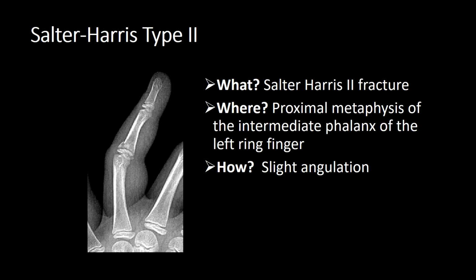So what is it? It's a Salter-Harris 2 fracture, where it's the proximal metaphysis of the intermediate phalanx of the left ring finger. How? Slight angulation. We can see there's slight angulation because there's a little step in the cortex and it appears slightly beaked in relation to the rest of the bone. So therefore you've got a slight degree of angulation.